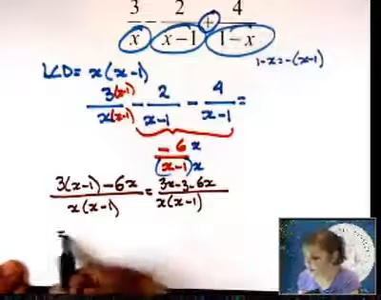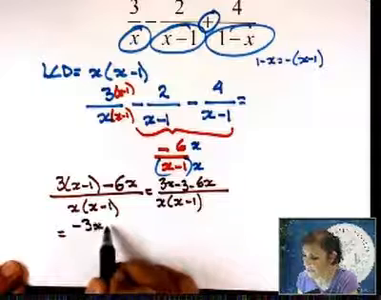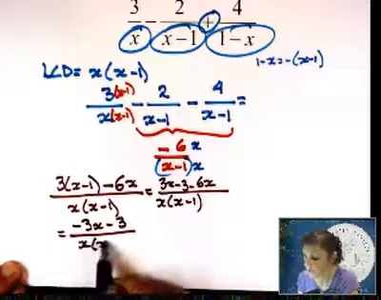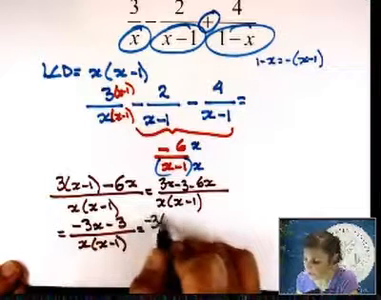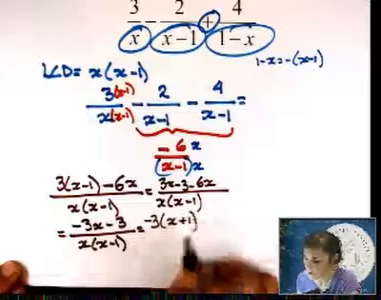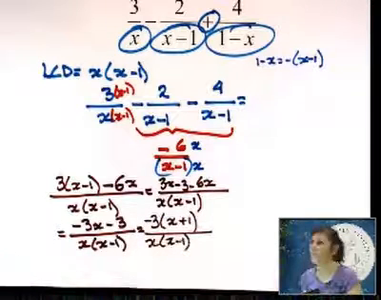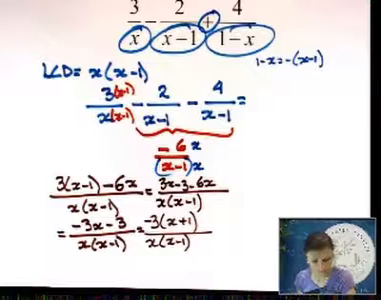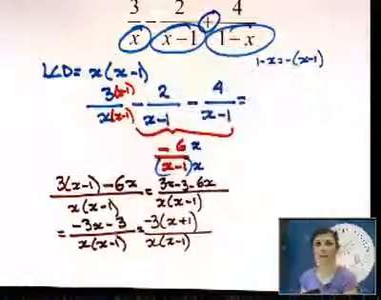Now let's work the top up. 3x minus 6x, that's negative 3x minus 3, over x times x minus 1. I can take the negative 3 out. I have x plus 1, over x times x minus 1. Okay, you just go and check your work. Okay, it looks like it's good.